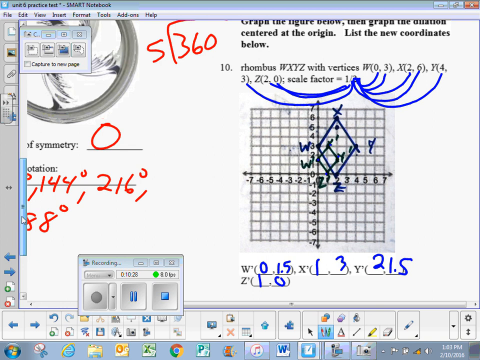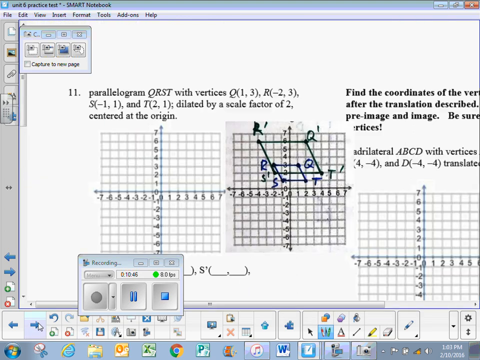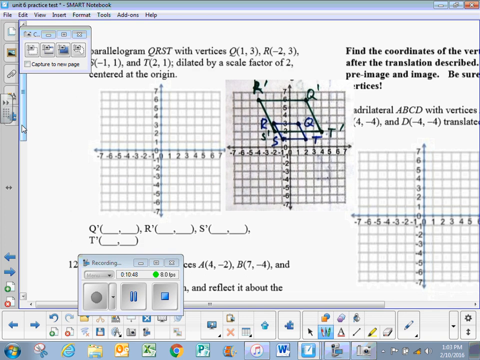Notice, please put the prime marks or you'll lose points, so we know which one is the image versus the pre-image. Okay, label your vertices and label them correctly. Questions on that? No. Okay. Next one. Turn the page. All right, so now we have the parallelogram, which should look like this.